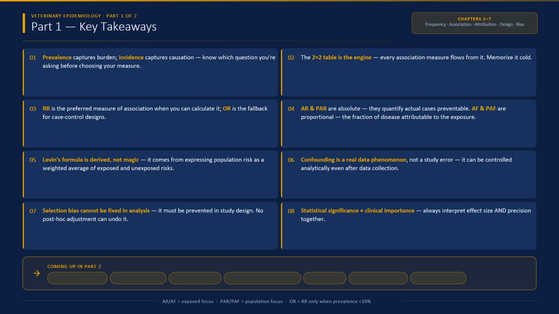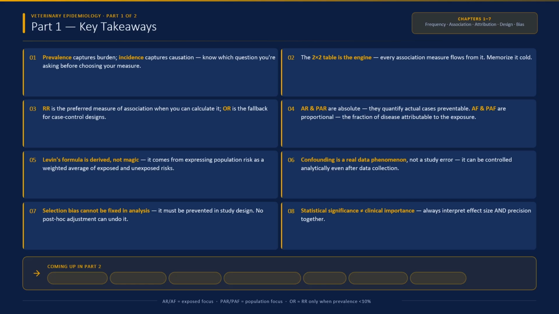1. Prevalence captures burden. Incidence captures causation. Know which question you're asking before you pick a measure. 2. The 2x2 table is the engine. Every association measure comes out of it. Memorize it cold. 3. The risk ratio is your preferred measure of association whenever you can calculate it. The odds ratio is the fallback for case control designs.